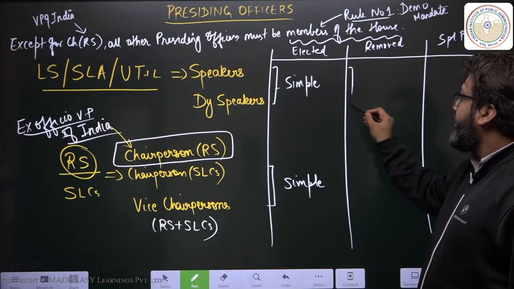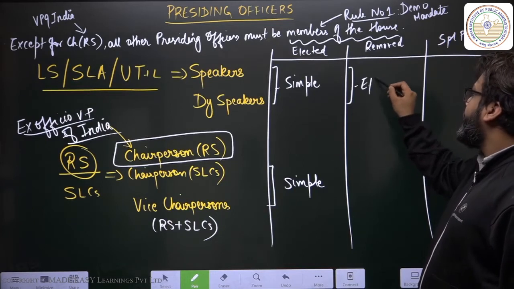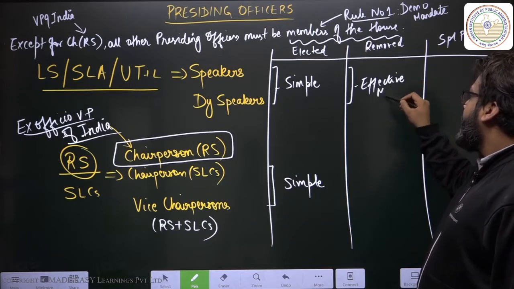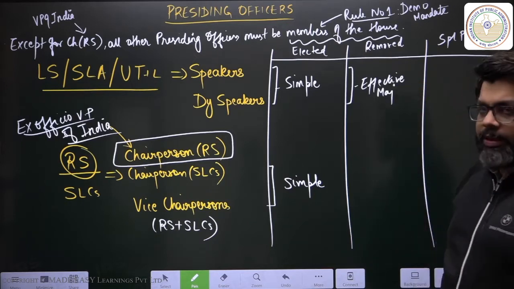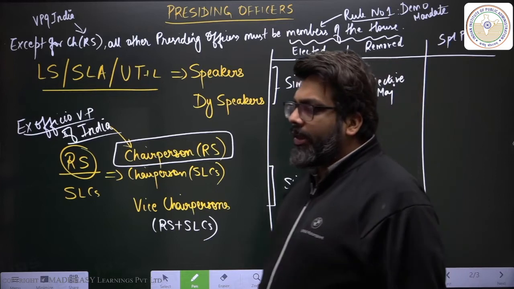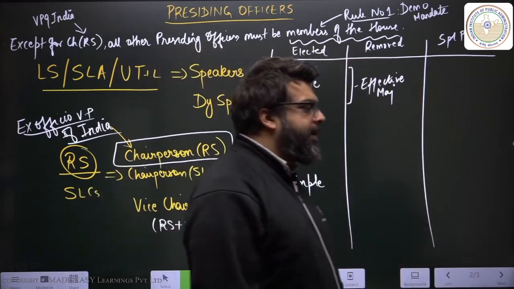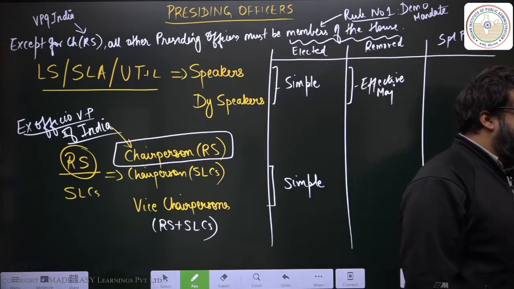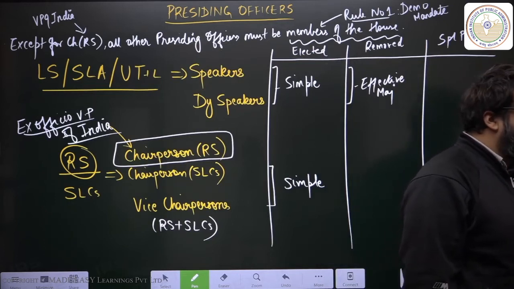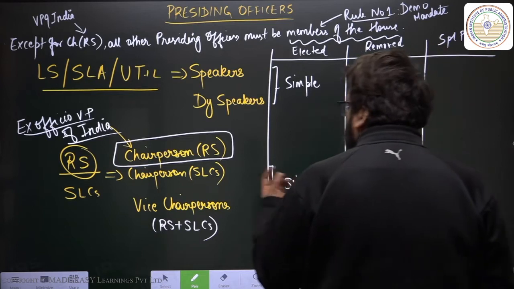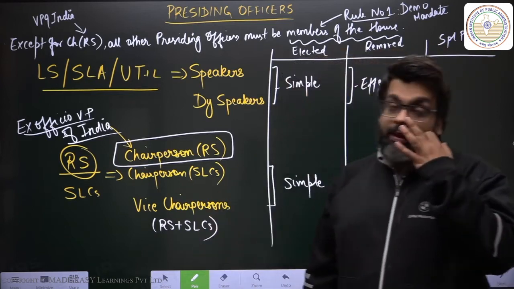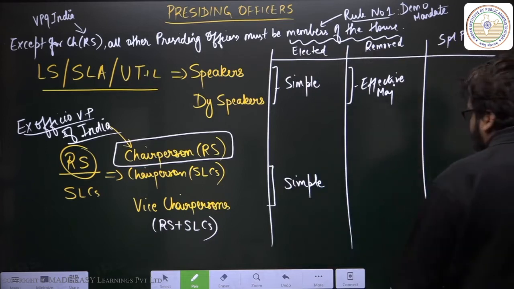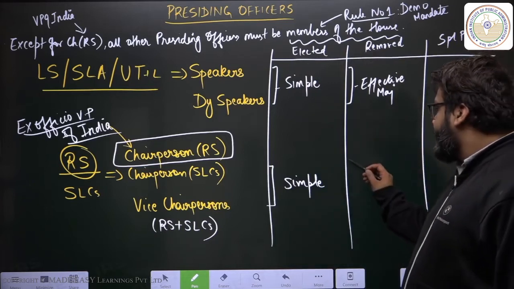Similarly, they are removed through an effective majority. I hope you remember what an effective majority is. Effective majority comes from effective strength. Effective strength is total strength minus death, disqualification and resignation, and that gives you effective strength, and more than half of the effective strength is effective majority. Okay.